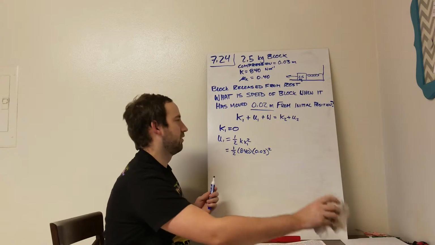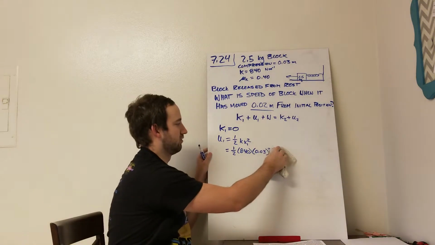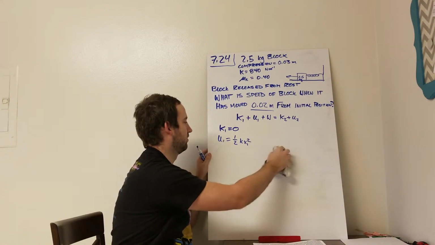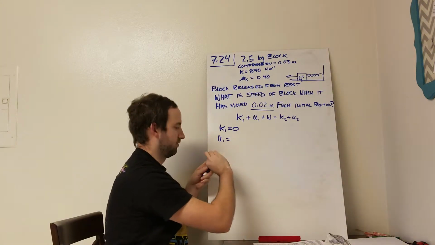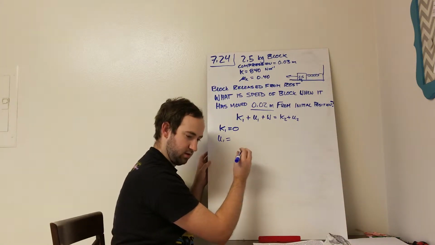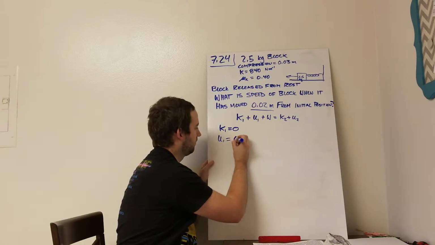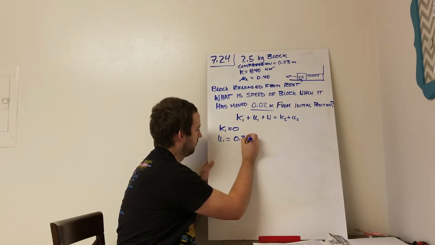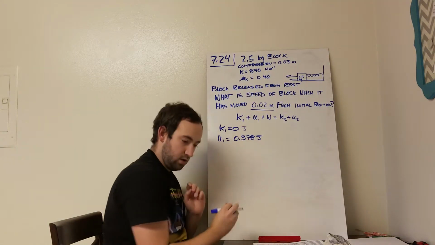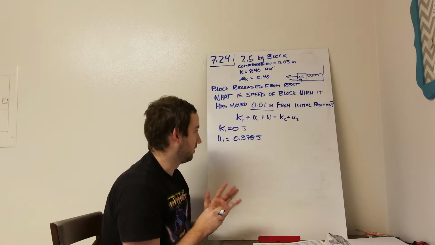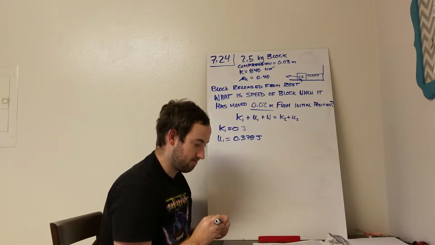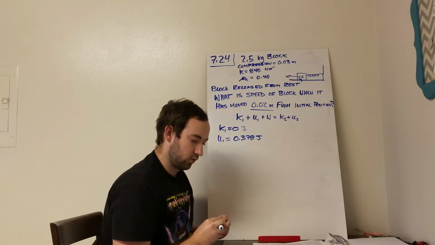I'll erase it. We're kind of running short on room already. But that's how you do it. So 0.378. All right, so now we have both of our initial values. We still haven't done work yet. So let's do the work.